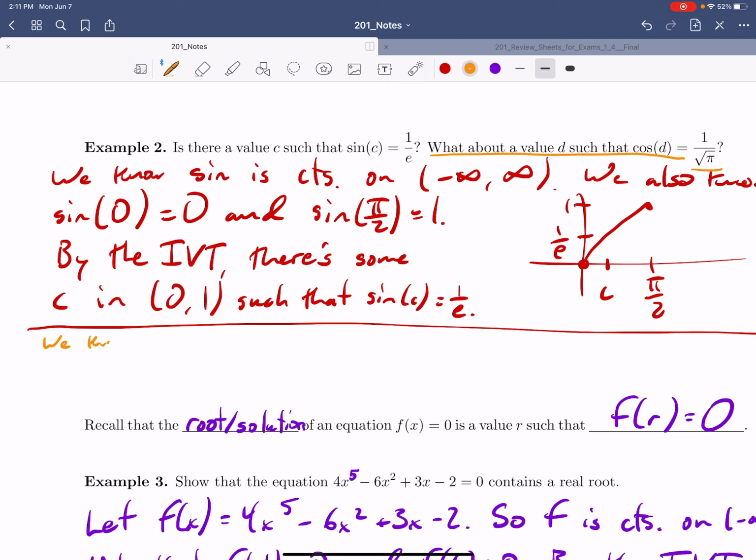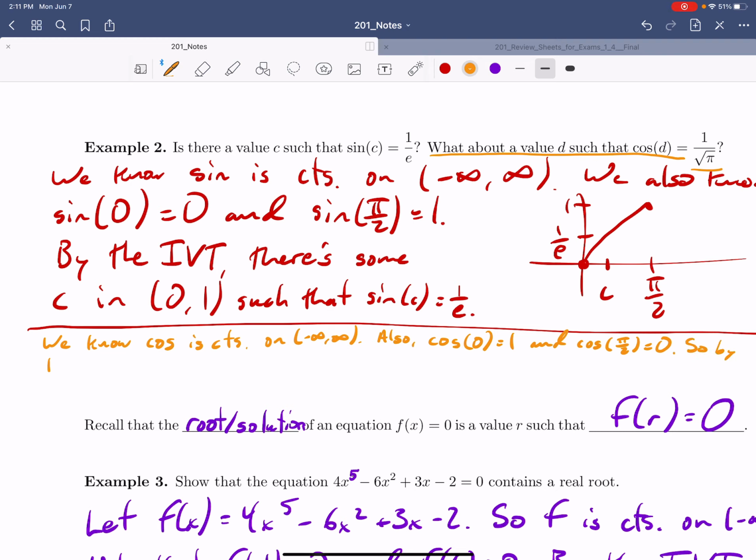We know cosine is continuous everywhere. Also, we know cosine of 0 equals 1, and cosine of pi over 2 equals 0.